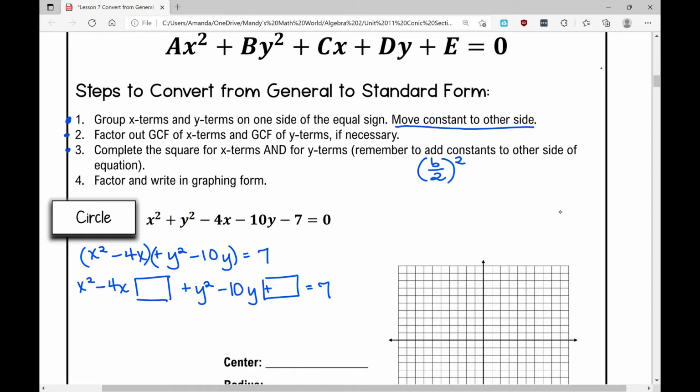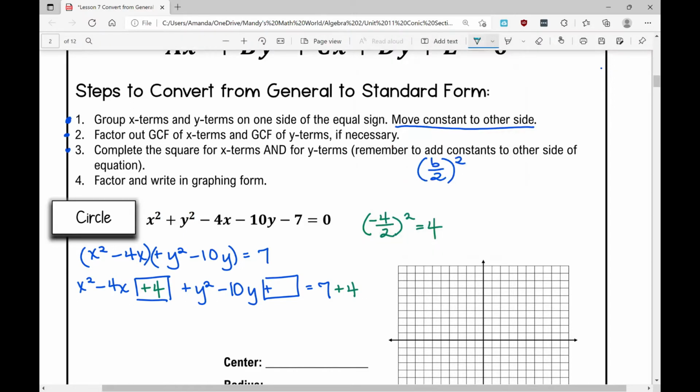So for x squared minus 4x, the b value is negative 4. The b over 2 squared is negative 2 squared, which is positive 4. So I'm going to add positive 4 right here. What I do to one side, I have to do to the other. Now we're going to look at the y terms. Negative 10 is the value of b. So b over 2 squared is negative 10 over 2 squared. Negative 10 over 2 is negative 5. Negative 5 squared is 25. So I'm going to add 25 to both sides.